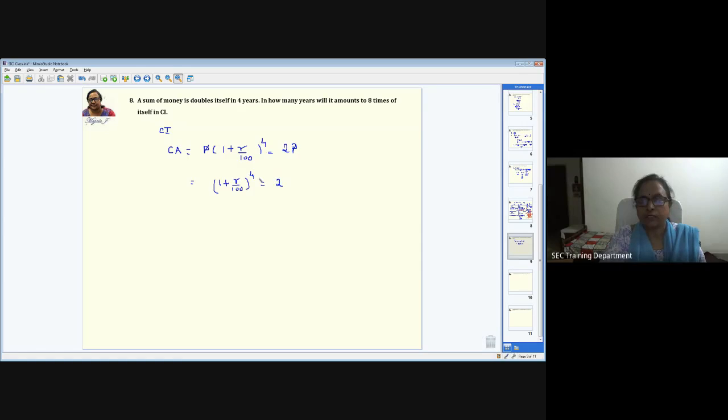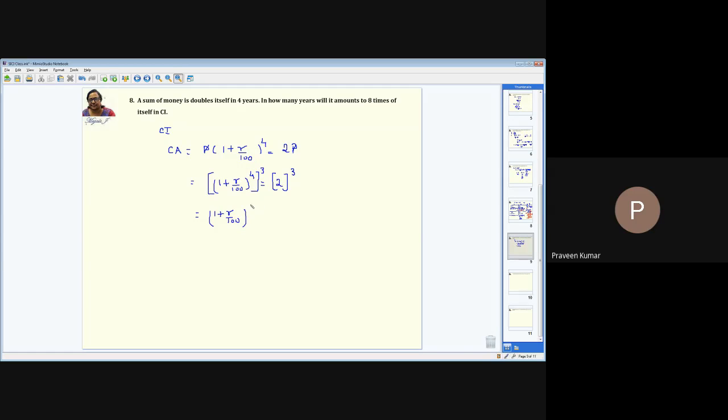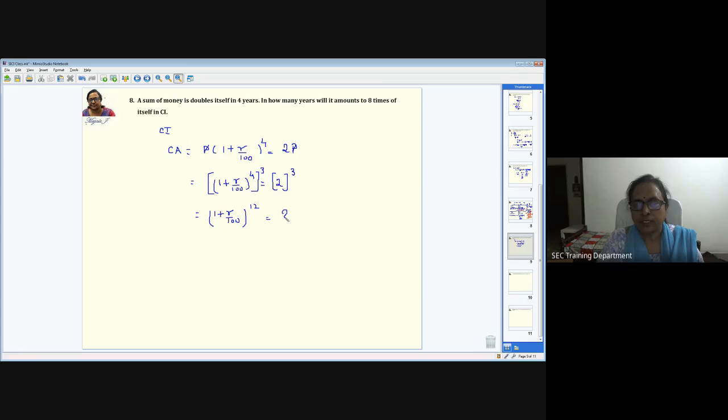So to make it 8, you have to go for the power. To make it 8 times, you have to make the power as 3. So here also you multiply both the sides, increase the power by 3. So therefore this will be 1 plus r by 100 to the power 12, and this is going to be 8 times. So in 4 years it is doubled, in 12 years it is going to be 8 times. So the answer is 12. In how many years is it going to be 8 times? In 12 years.